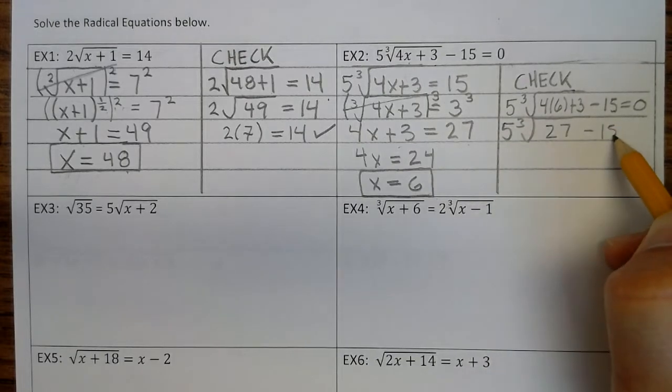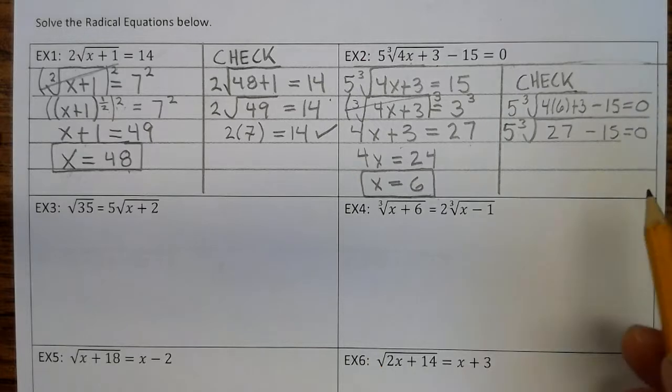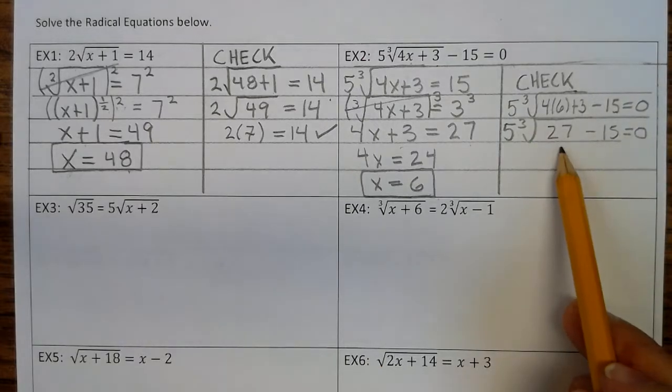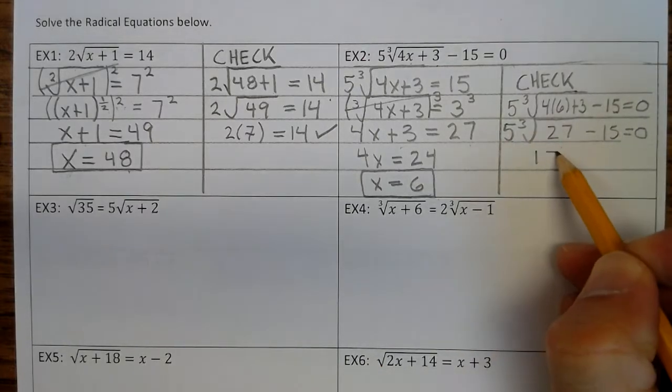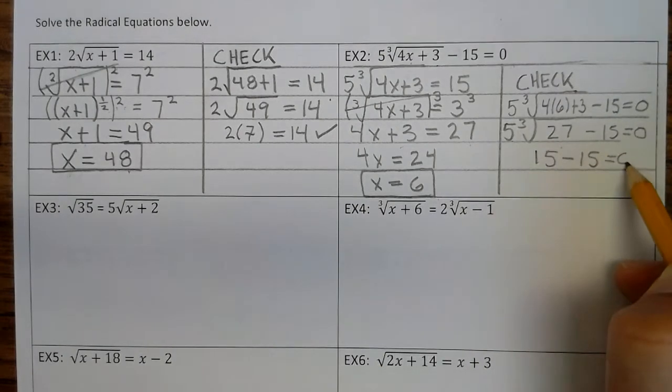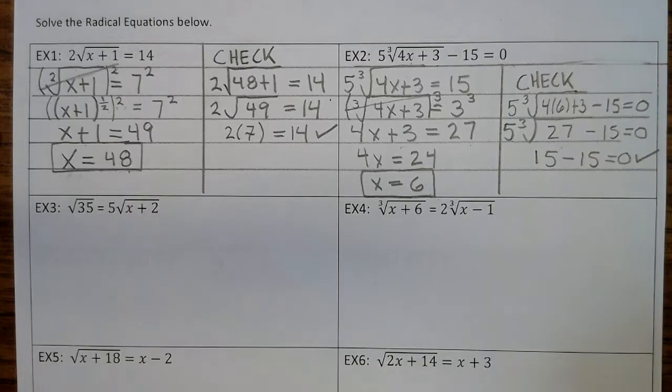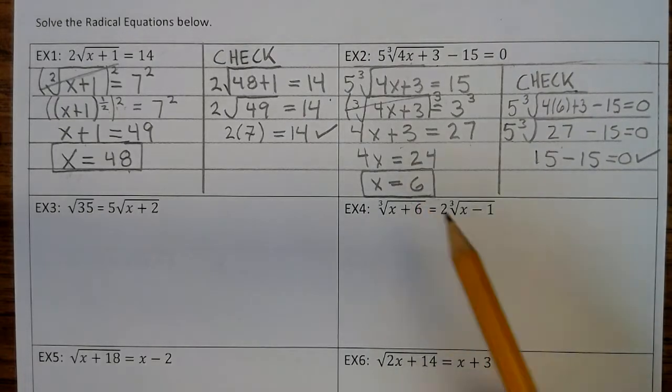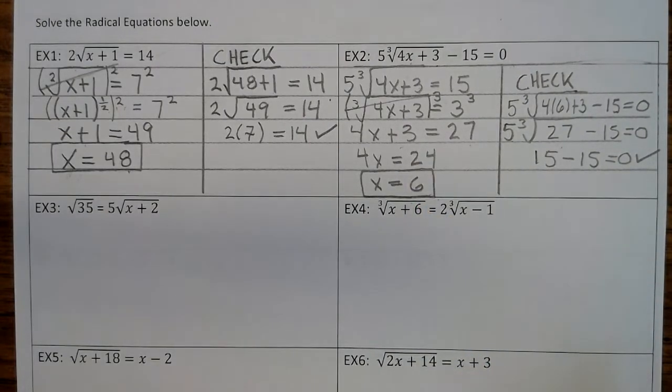minus 15 equals 0. Well, the cube root of 27 is 3. 3 times 5 is 15. So 15 minus 15 equals 0. So that is true. So it's checked. And we can say that x equals 6 is the solution.